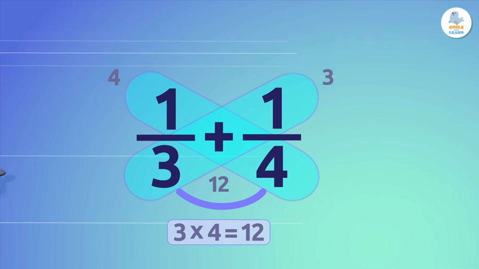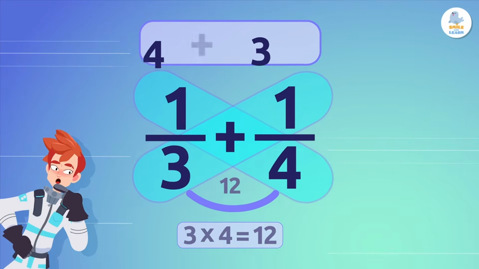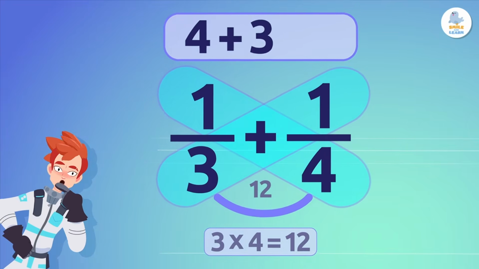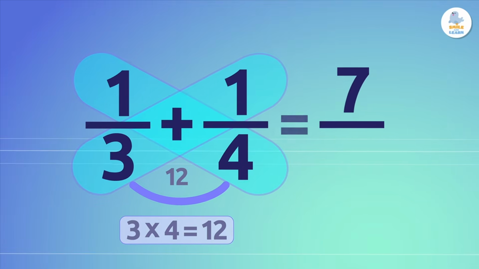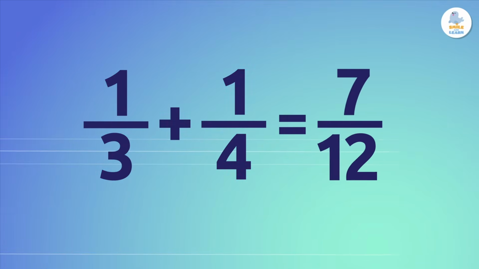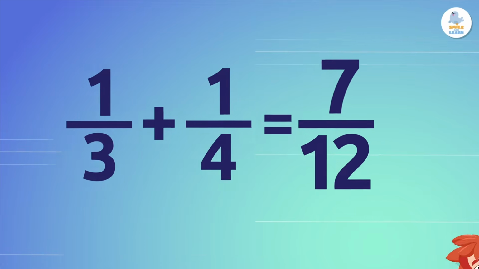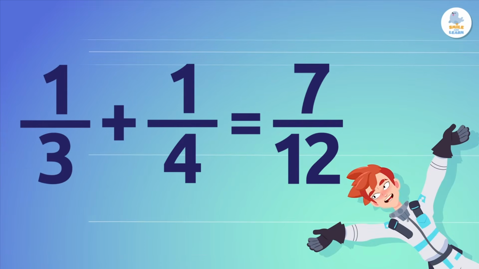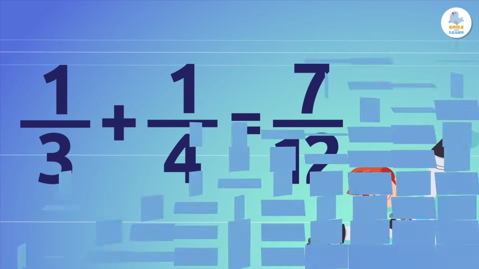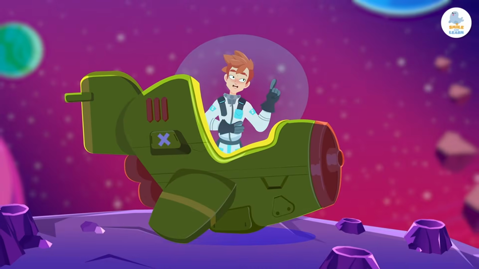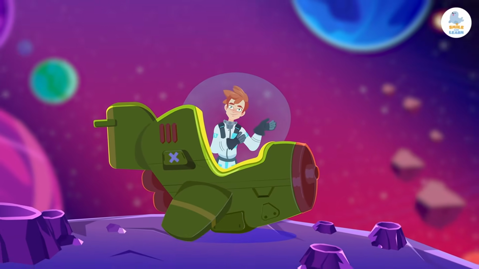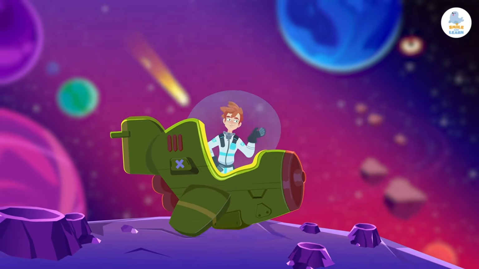Finally, we add the results of the cross multiplications. 4 plus 3 equals 7, which is the numerator of our answer. So the result of this problem is 7 over 12, or 7/12. Well done! Great! Now you know how to add fractions with different denominators quickly and easily.